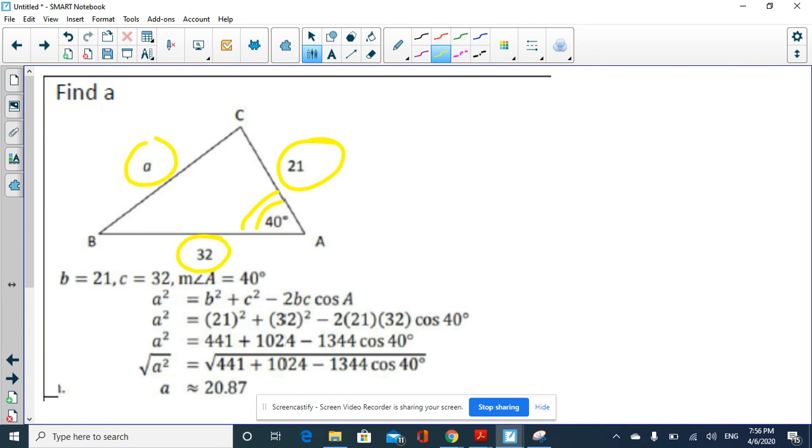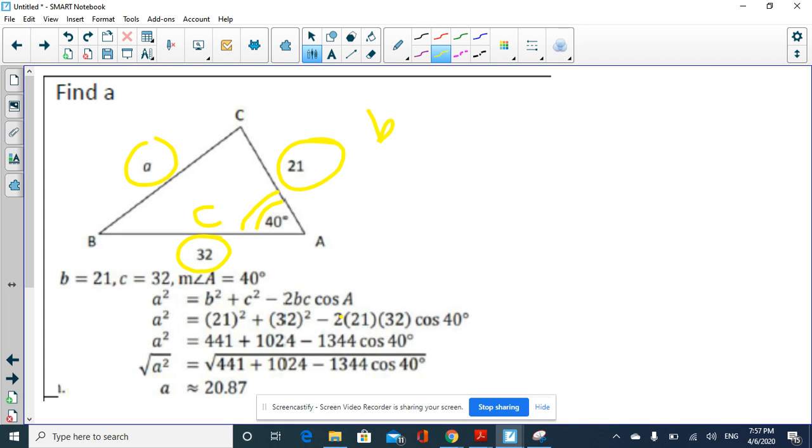So now we are going to use what? The cosine rule. What's the cosine rule? We are looking for a, so a squared equals b squared plus c squared minus 2bc cosine A. Do you remember this rule? Again, a squared equals b squared plus c squared minus 2bc cosine A. Now plug in the values. This is b because it is opposite to angle B. This is c, opposite to angle C. So 21 squared plus 32 squared minus 2 times 21 times 32 cosine the included angle, which is cosine 40.